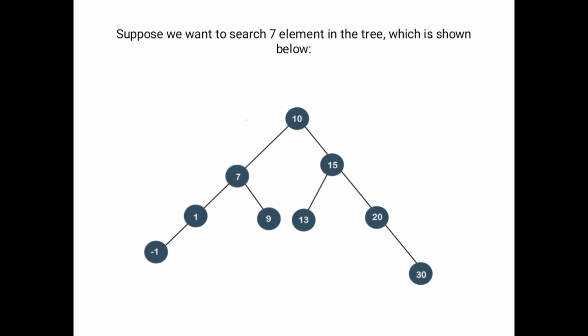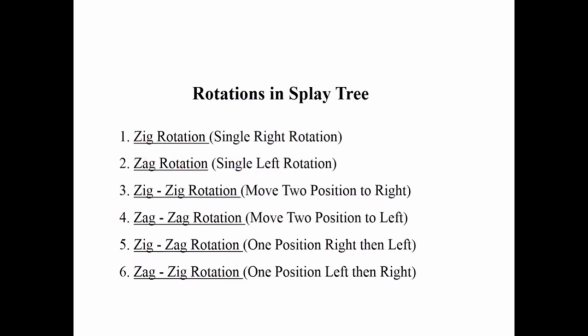Here we search for 7. We check the root node, which is 10, and compare 7 with 10. Since 7 is less than 10, we move to the left side of 10. Here the left side is 7. We have found the 7.